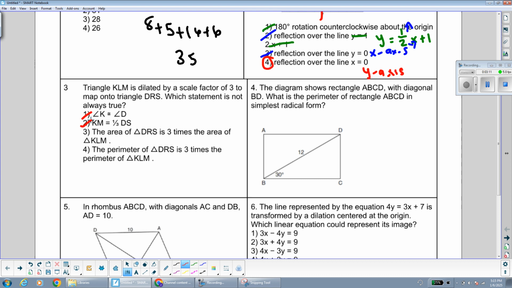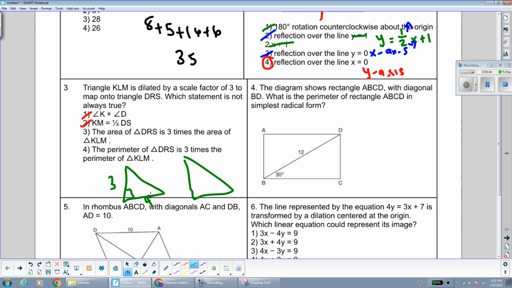What I like to do is draw myself an example. So I'm going to just draw myself an example of 2 triangles, and I'll just make this 1, 2, 3, and I'll just make this 3, 6, 9. So it's a dilation by a scale factor of 3. So this will be triangle KLM, and this will be triangle DRS. So I'm going to actually just find, oh, I should have made them right triangles. That's easier. Let's backtrack because finding the area of non-right triangles could be tricky. So let me give myself an example with right triangles.